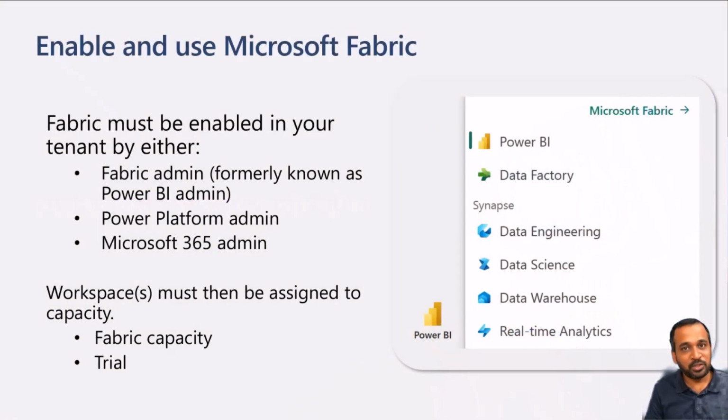So how do you enable Microsoft Fabric in your environment? Fabric must be enabled in your tenant by your Fabric admin, formerly known as Power BI admin. They can go to the tenant settings and then enable Fabric. They will get 60 days of trial capacity in order to test whether this will work for you or not. If you are a Power Platform admin, you can also switch it on. And if you are a Microsoft 365 admin, you can also turn on Microsoft Fabric in your tenant. And the workspace must then be assigned to a capacity.